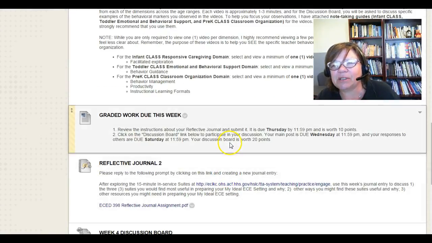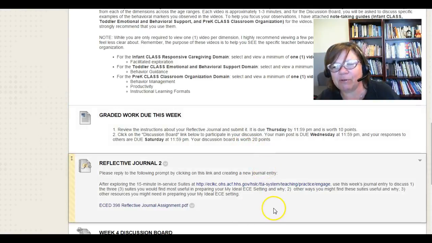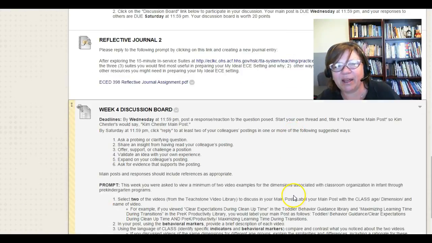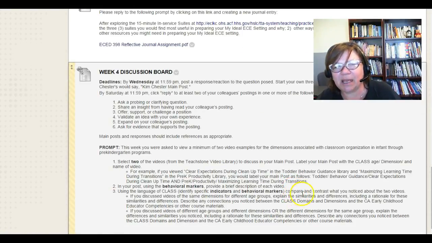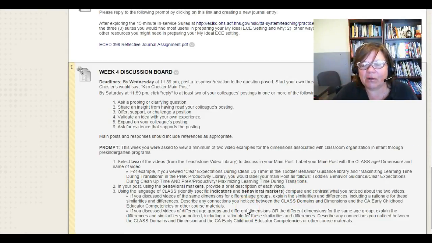So the graded work this week is the reflective journal and the discussion board. And the reflective journal, you're referring back to those learning suites, and there's a template for that. And then the discussion board, again, just like last week's, and I know some of you didn't do last week's, but we're looking at the videos and sharing about the videos. So it's all described here.